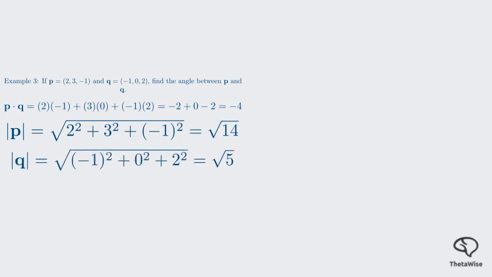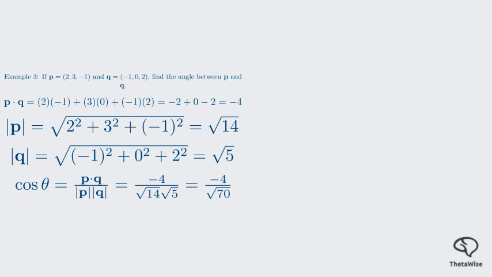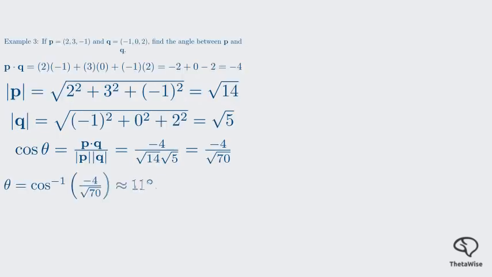The magnitude of p is the square root of 4 plus 9 plus 1, which is the square root of 14. The magnitude of q is the square root of 1 plus 0 plus 4, which is the square root of 5. Now we plug these values into the angle formula. Cos theta equals 4 over the square root of 14 times the square root of 5, which is 4 over the square root of 70. To find theta, we take the inverse cosine. Theta equals arccos of 4 over root 70, which is approximately 118.6 degrees. Notice that because the cosine is negative, the angle is obtuse. This aligns with our formula and gives us a clear geometric interpretation.